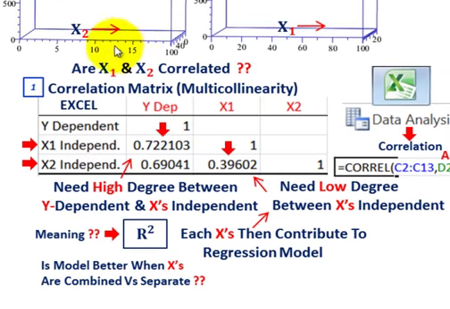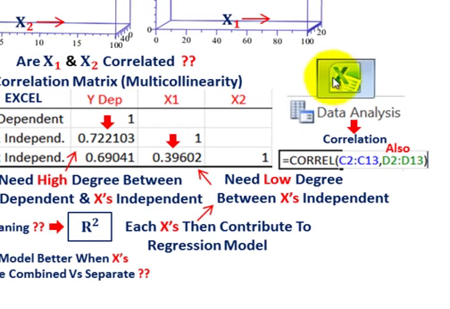Okay, so let's go down and look at our tests. Again, this is the question: are our x1 and x2 correlated? That is the question we have to answer here. And really, we don't want them correlated against each other. We'll go through and look at what we're doing. So for our first test, we're going to do a correlation matrix to check for multicollinearity.